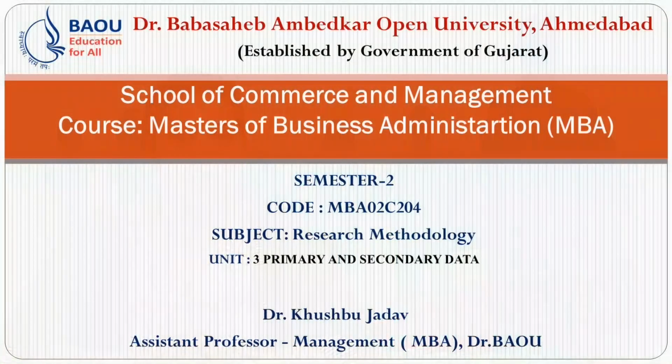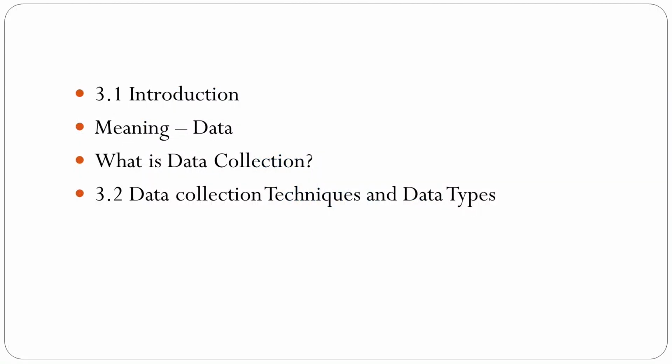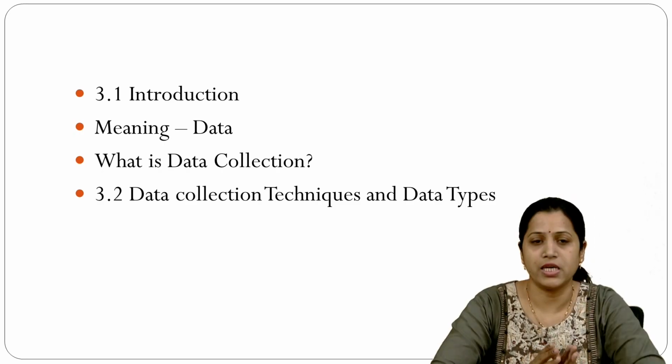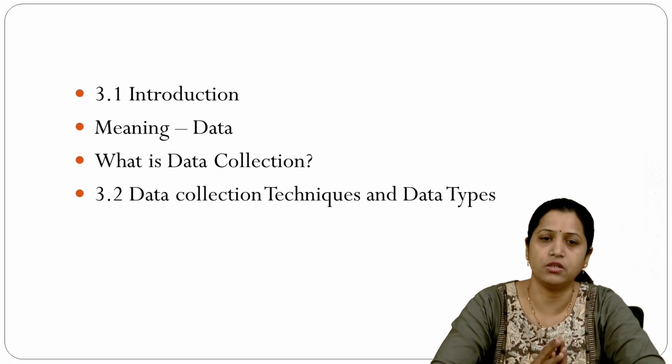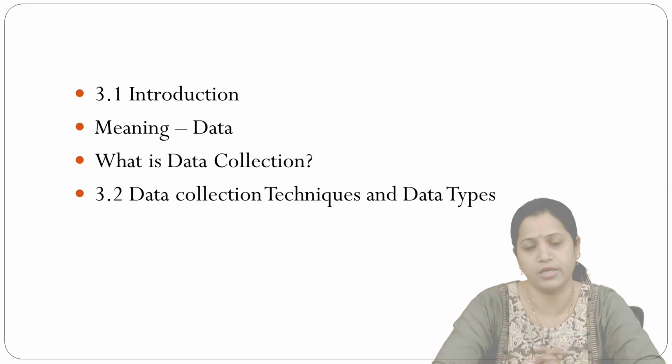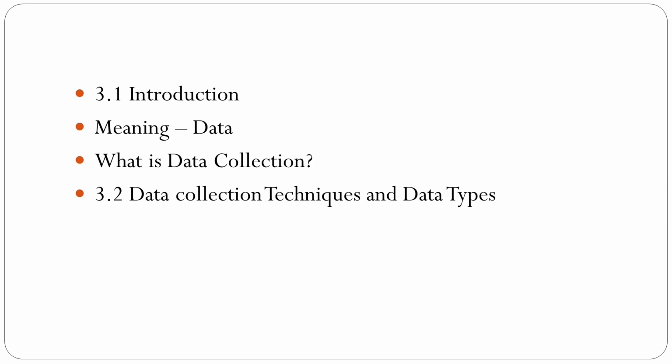Students, today we are going to discuss unit number 3, primary and secondary data, of the MBA course. The code is MBA02C204. The subject is research methodology. Students, in the previous lecture, we discussed the introduction part, then the meaning of data and what is data collection. In the second lecture, we discussed some of the techniques of data collection and data types. Today we will continue the same.